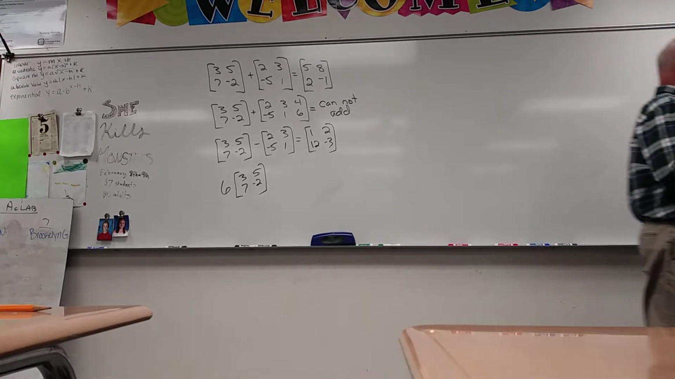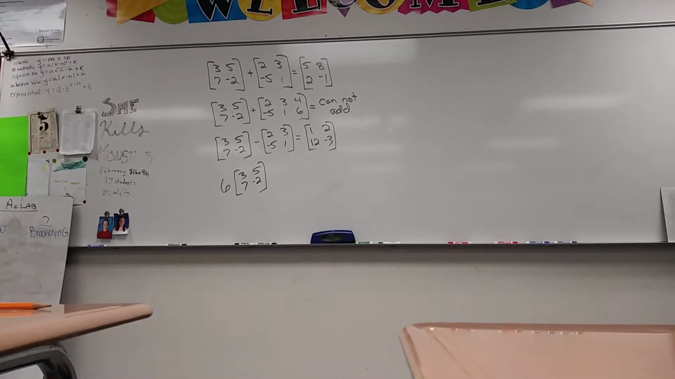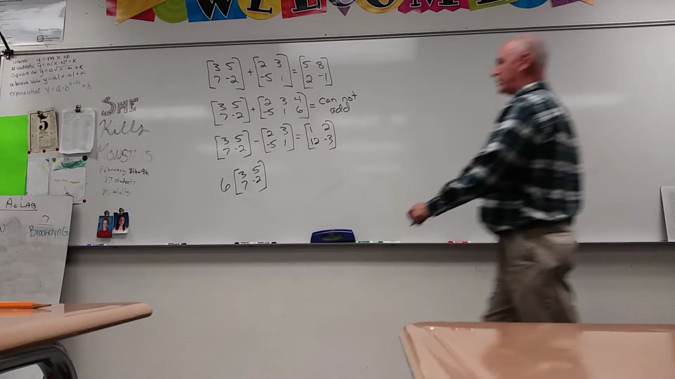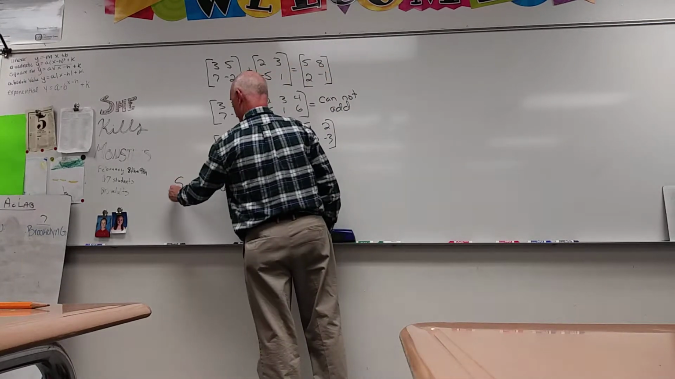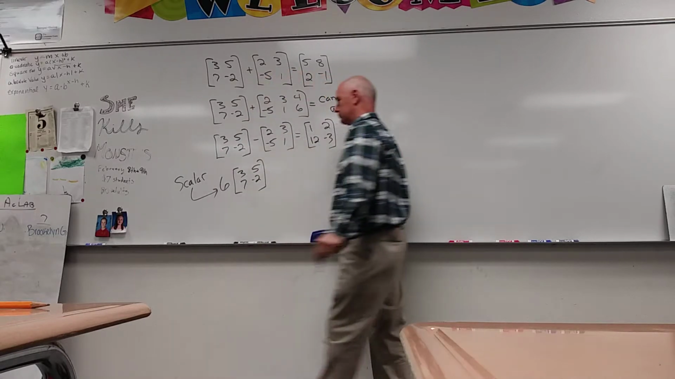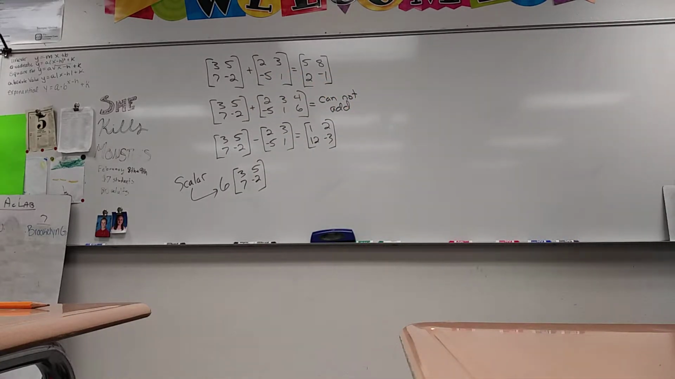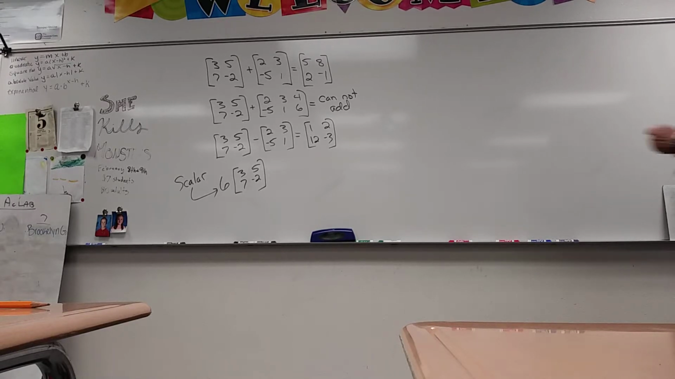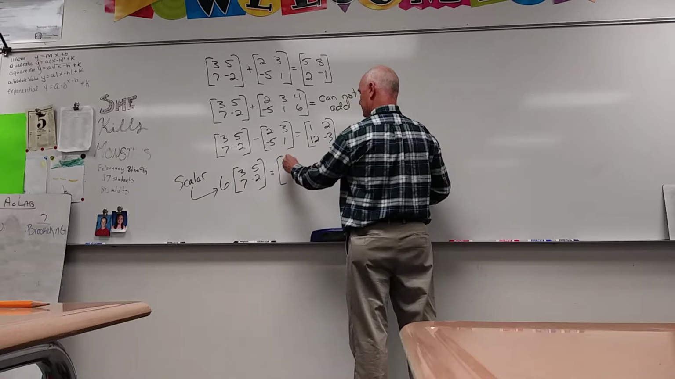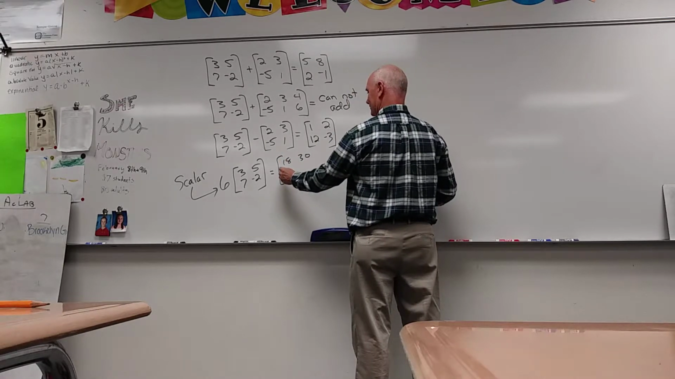I know. This looks like probably the hardest thing ever. This number that's out in front, in this case the 6, is called a scalar. If you had to take a wild guess, what do you think the answer to this would be? 18, 30, 42.